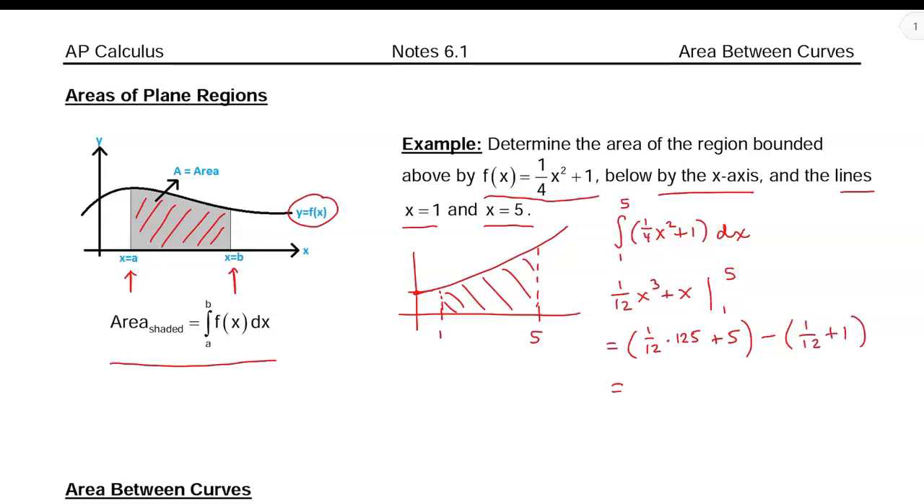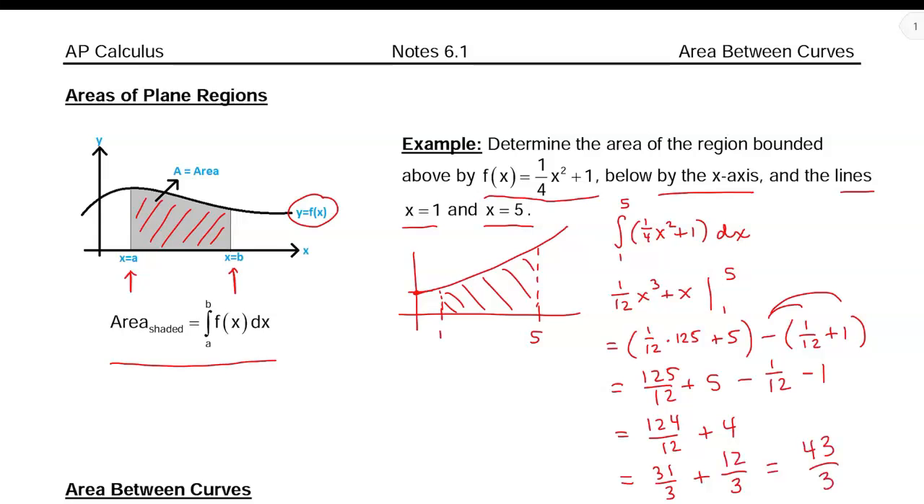The first parentheses is 125 twelfths plus 5, and then for the second parentheses I'm going to distribute the minus, so I'll get minus 1/12 minus 1. So I could do 125 twelfths minus 1/12 is 124 twelfths. 5 minus 1 is 4, so that's 124 twelfths plus 4. The first fraction reduces to 31 thirds, and if I change 4 to a fraction with a denominator of 3, I get 12 thirds for a total of 43 thirds.